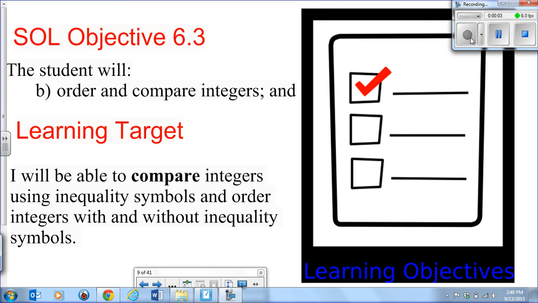Welcome to the video on comparing integers. The SOL objective is 6.3 B, order and compare integers. At the end of this lesson, you should be able to say that you can compare integers using inequality symbols, and we can just compare them by being able to decide which is bigger, which is smaller. We're going to order them next time.